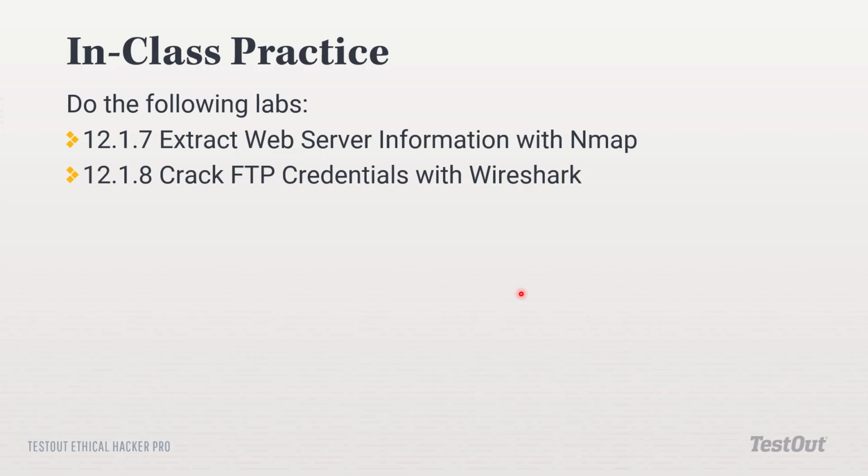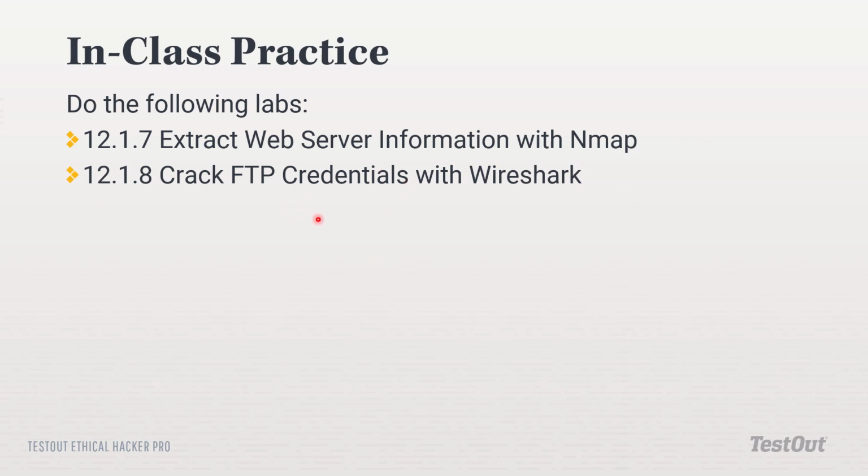So as you progress through chapter 12, you've got these in-class labs. They're going to reinforce everything we talked about prior to this. You'll practice identifying web servers and observing how credentials can be exposed on the network. So you'll extract the server information with Nmap and then crack the credentials with Wireshark. Pretty fun labs for you to practice there in our CompTIA TestOut.